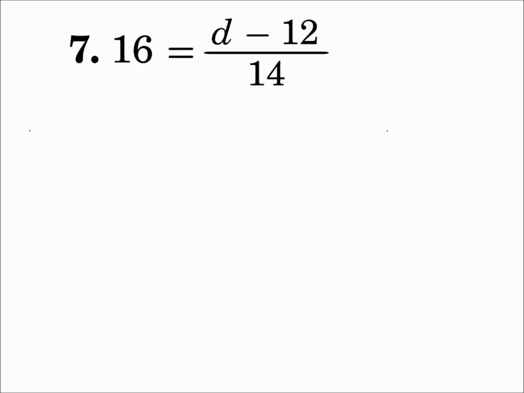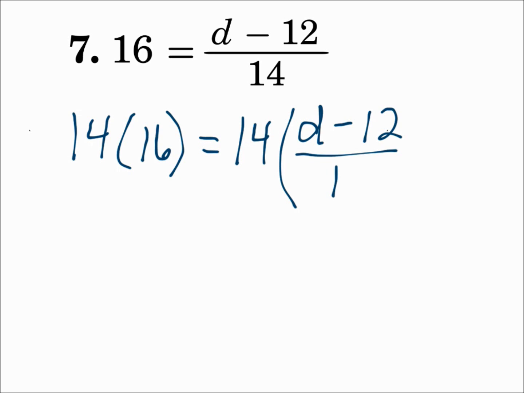Number 7. 16 equals d minus 12 all over 14. Start with any big ugly fractions, and we have one here. To fix that, multiply both sides by the common denominator. Since we only have one fraction, the denominator will be 14, and we'll multiply both sides by 14. The reason that helps us is because right now it's d minus 12 divided by 14. If we multiply by the 14, it'll cancel out and move it to the other side.